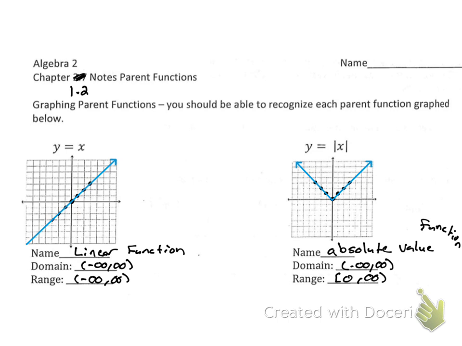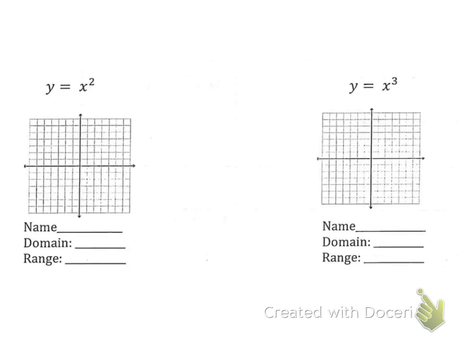So, what is this next function? Quadratic. Quadratic, good. All right. Again, our vertex will be at 0, 0.